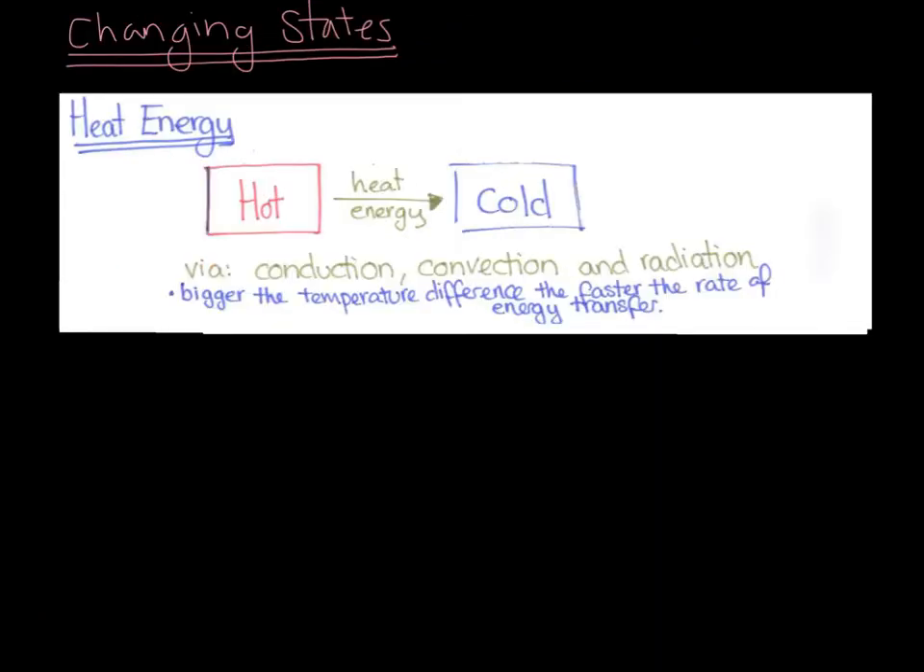Now we call this process of changing from one state of matter to another, so from a solid to a liquid, for example, changing states. And it's worth mentioning now, because we're talking about the energy required to do that, that heat energy or internal energy only travels from hot areas to cold areas. It can move from hot areas to cold areas by 3 different ways: conduction, convection and radiation. And the bigger the temperature difference between the hot place and the cold place, the faster the rate of energy transfer. But heat energy only travels from hot regions to cold regions.